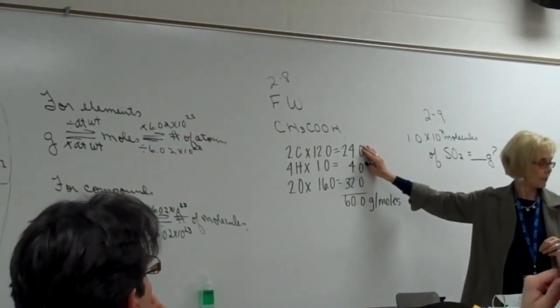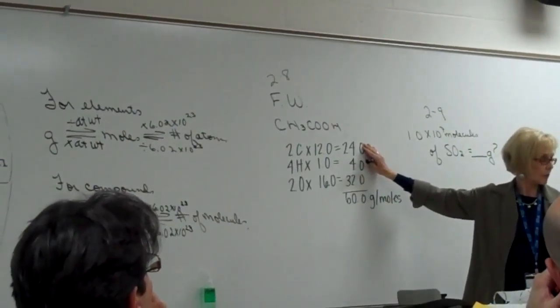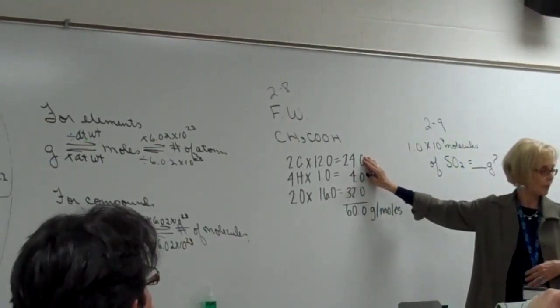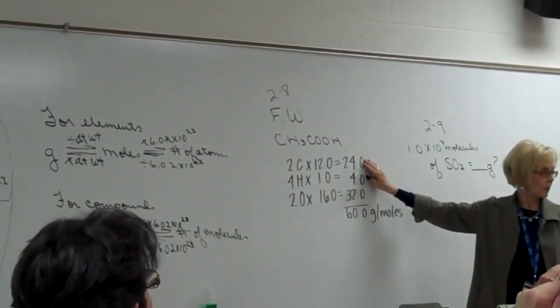Calculate the formula weight of acetic acid, CH3COOH, using rounded values for atomic weights given in the International Table of Atomic Weights inside the front cover of the text.